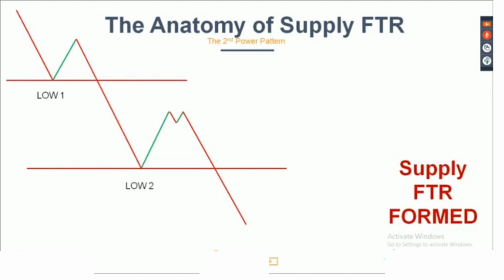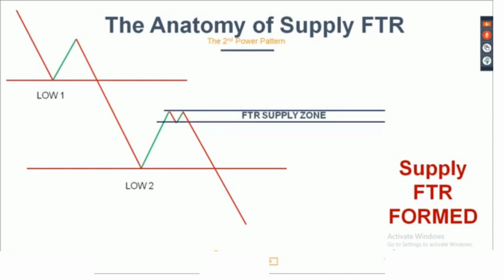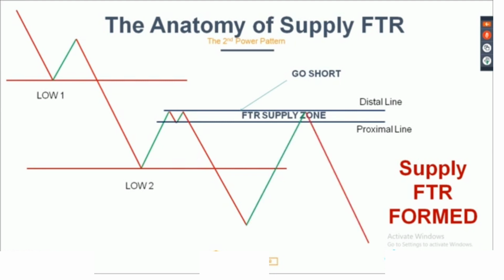At this point of time, we say the supply FTR is formed, and we mark the FTR supply zone, and we look forward for a short trade exactly at the FTR supply zone, and we take an entry at the proximal line and then stop loss at the distal line, and we look forward for a reaction there when price comes back.